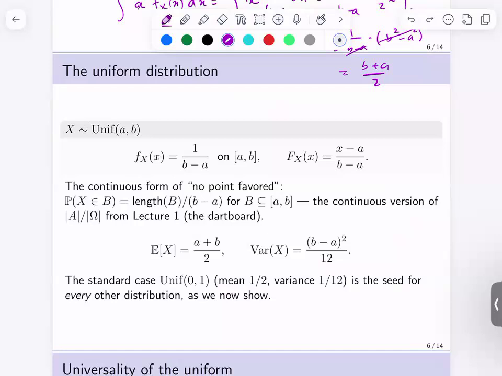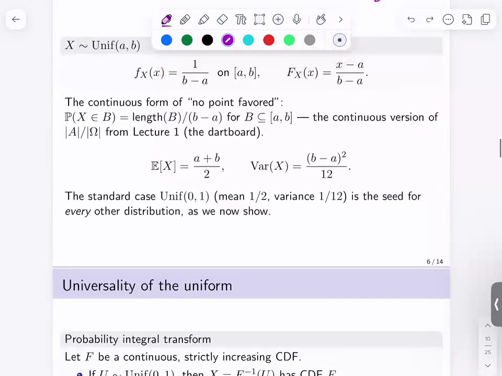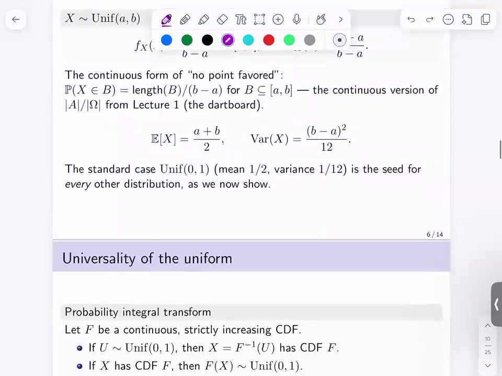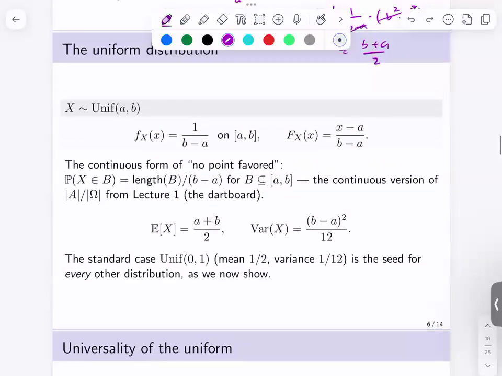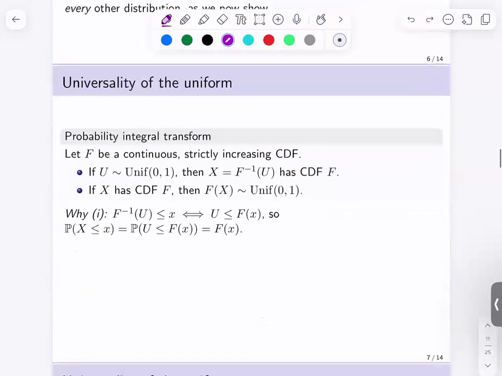So this uniform distribution has some sort of a universality property. Universality may not be the good term here, since it means a certain thing in modern probability. But what I mean here is you can get any continuous distribution from a uniform distribution. If you manage to create or sample a uniform distribution, then you can create any continuous random variable as a transformation of it. And the reason is this result.